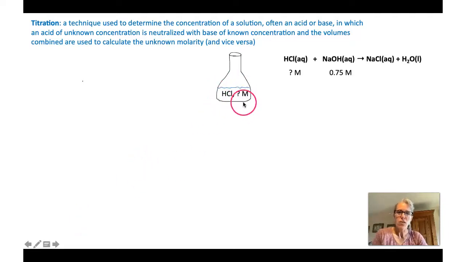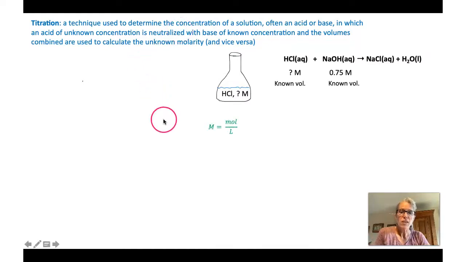Okay, so let's take a look at this in more detail. Here's our hydrochloric acid, and we don't know its concentration, and we're going to neutralize a part of that with sodium hydroxide of 0.75 molar. And just like it says up here in blue, we need to know the volumes of those solutions that we combine.